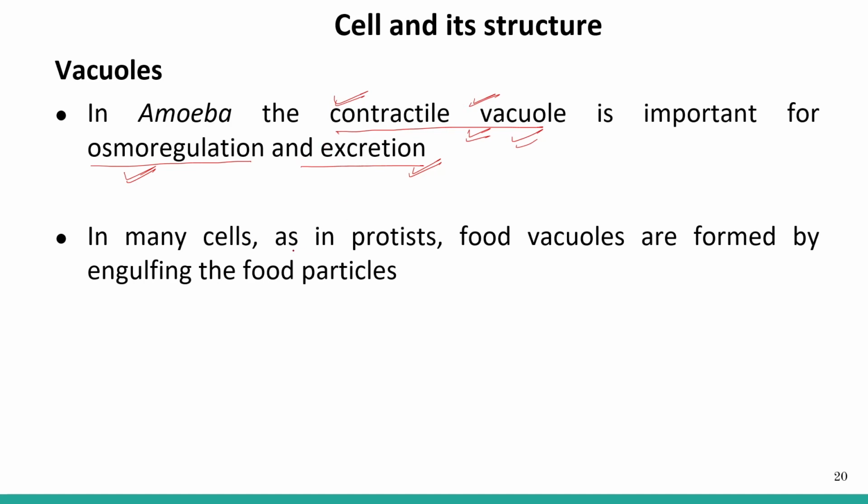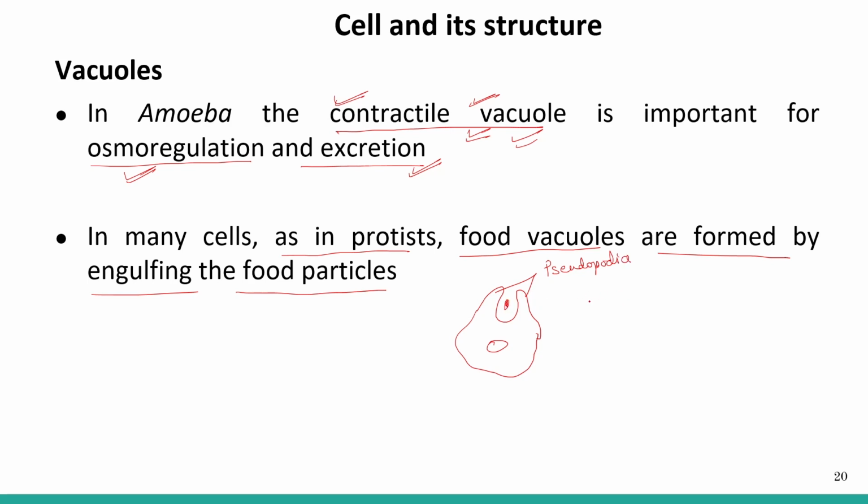In many cells, as in protists, food vacuoles are formed by engulfing the food particles, right? So as we see in the case of amoeba, when food comes in contact with the amoeba, so this is amoeba and this is the false foot, that is pseudopodia. So food is present here. Now this pseudopodia engulfs the food, forming food vacuole. This is the nucleus, right? So whatever enzymes are present in the cytoplasm are given to this food vacuole and food gets digested.